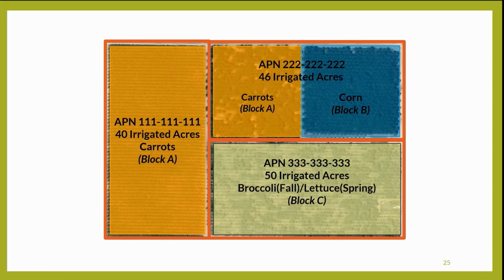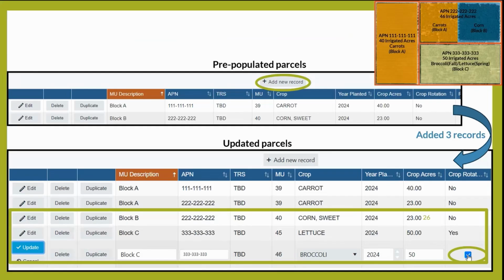Okay, so we're kind of going to use this hypothetical as we move through so you can see how you would enter your information if this applies to you at all. So in this situation, where I come in, I have pre-population from last year. And last year, I didn't have 3 parcels. I only had 2. So one, I need to make sure I add my new parcel, ends in 333. And also, my parcel 222 is now half corn and half carrots, right? So that's where we add the records below.